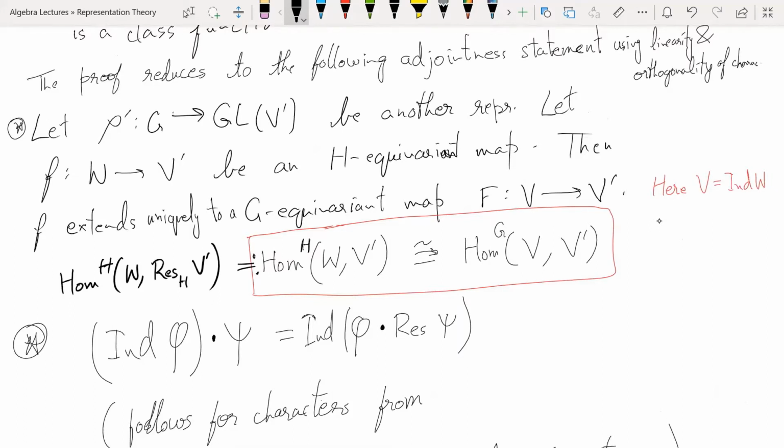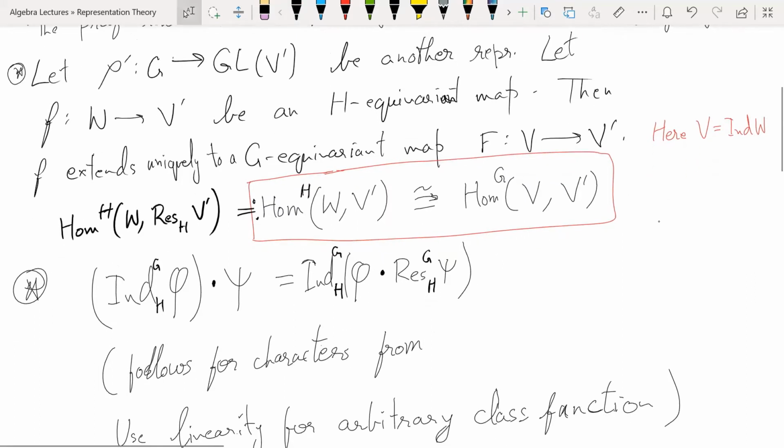So if you start with a class function on H, you induce it to G, and you get a class function on G, and if you multiply with a class function on G, you get a class function on G. On the right hand side, if you have a class function on G, you restrict it to H, and you get a class function on H, you multiply it, you get a class function on H, and then you induce it to G. So your right hand side is also a class function on G, and this equality holds.